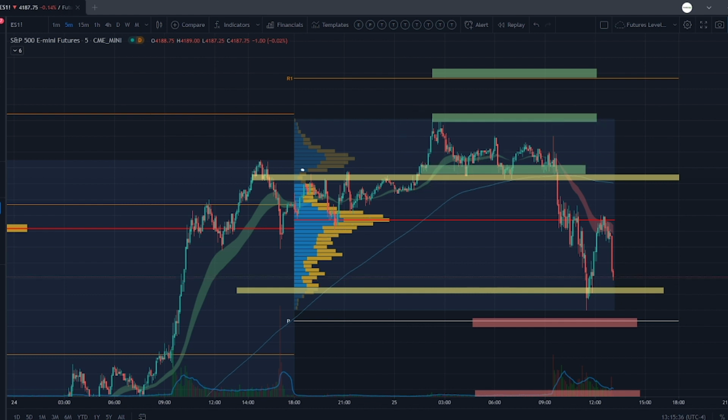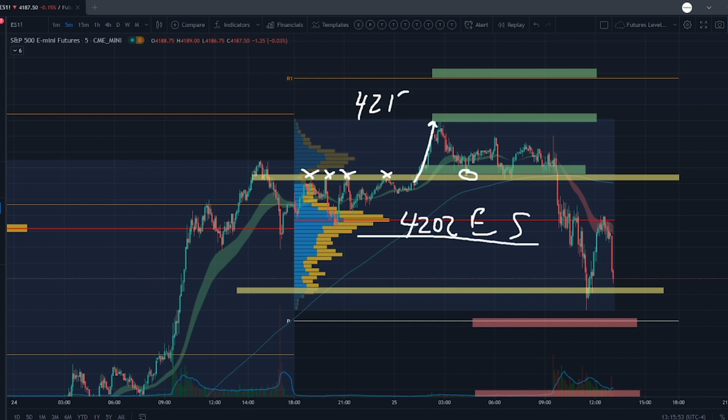So based on this, we have resistance here that held overnight extremely well around 4202 on the ES futures, meaning that if this area breaks, it's going to be a very strong support to continue the upside. It breaks, we tag 4212, a 10-point move, which is equivalent to $500 per contract.